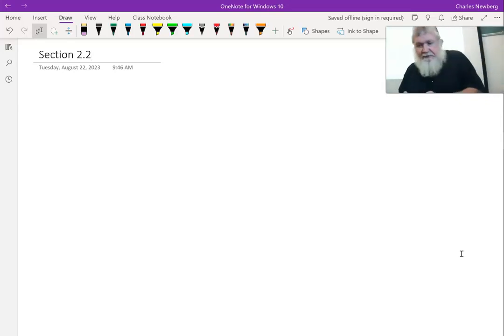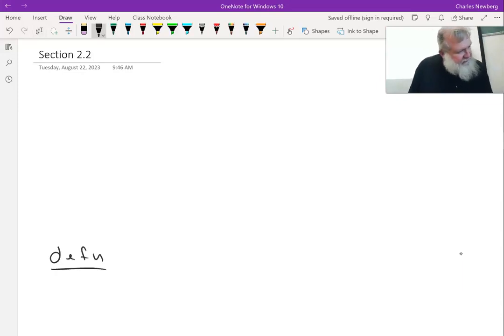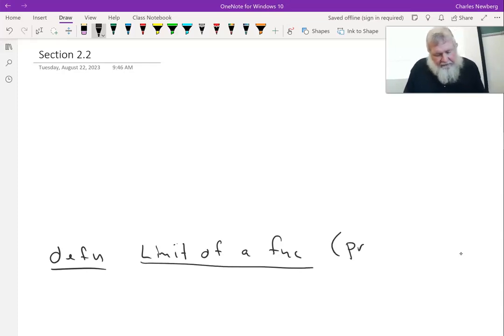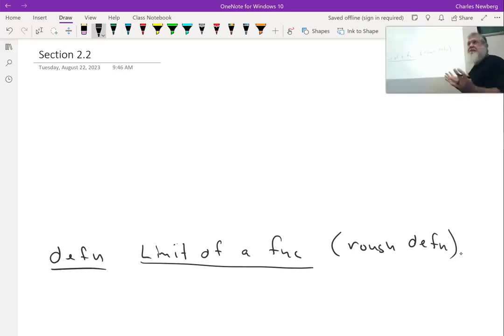All right, so let's put our first big definition up of the day. For some reason I do not have this section in my notes. So, definition: this is called a limit of a function. And this is what this author calls a rough definition. This is not a precise definition we can use to do rigorous mathematical proofs, but we'll get there eventually.